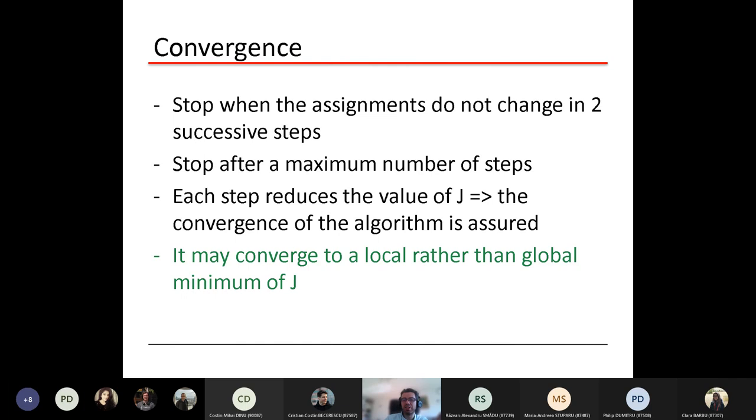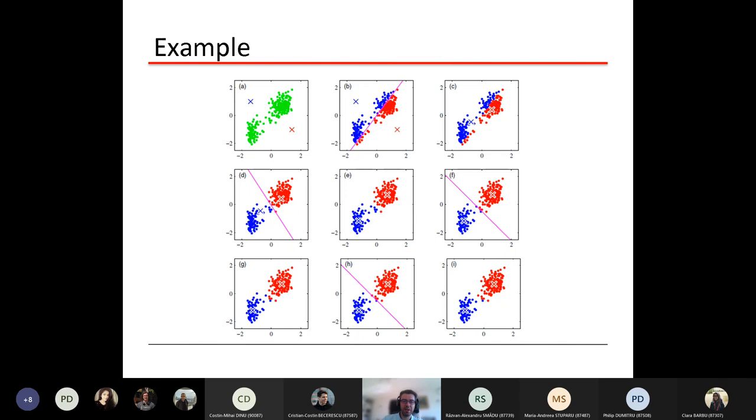Cool. It's guaranteed that the algorithm will converge, maybe after many steps, but it will converge. But the problem is that it will converge to a local rather than a global minimum of the error. So it's not guaranteed to find the global minimum. What you should do is run K-means several times with different initial clusters in order to see which is the best optimum you can find. It's still not guaranteed to be global, but you'll be able to pick out of several local optima the one that is slightly better.